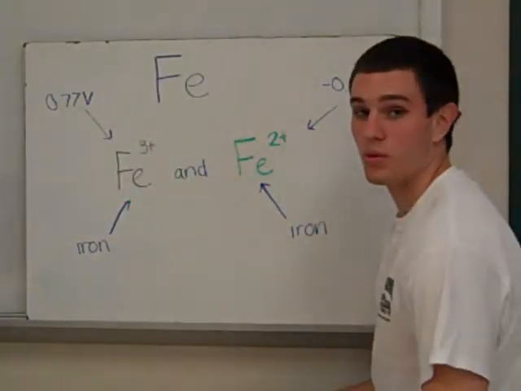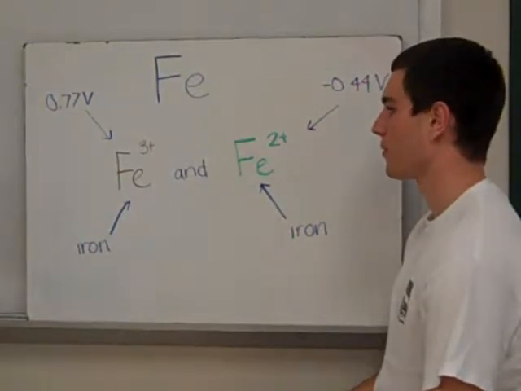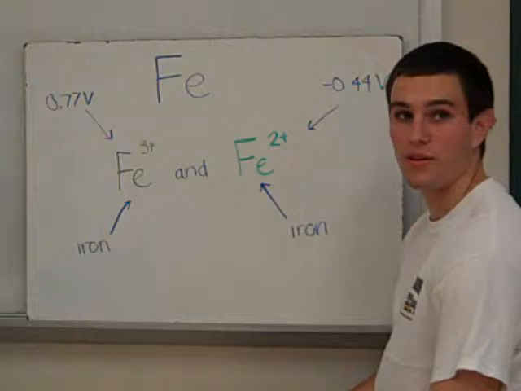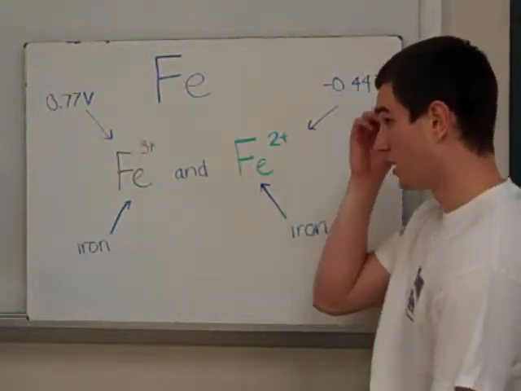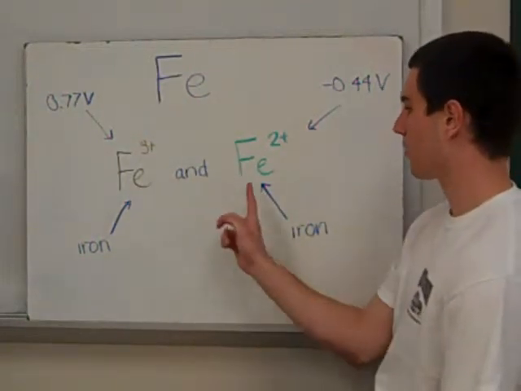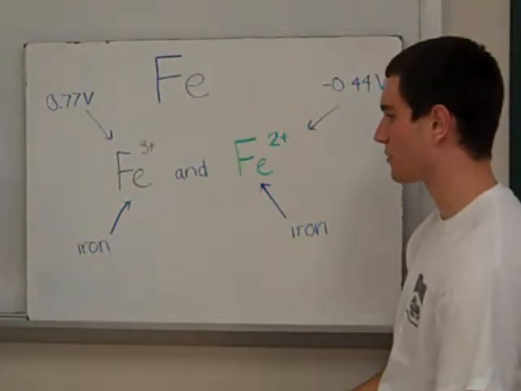So the first element we're going to look at is iron. This is a normal, common element that we all know of. It's a hard metal, a transition metal, right there in the middle. It's used to form steel. It has many purposes, and this is iron. But what about iron 3 plus and iron 2 plus? We see these appear differently, but what's the difference between them?